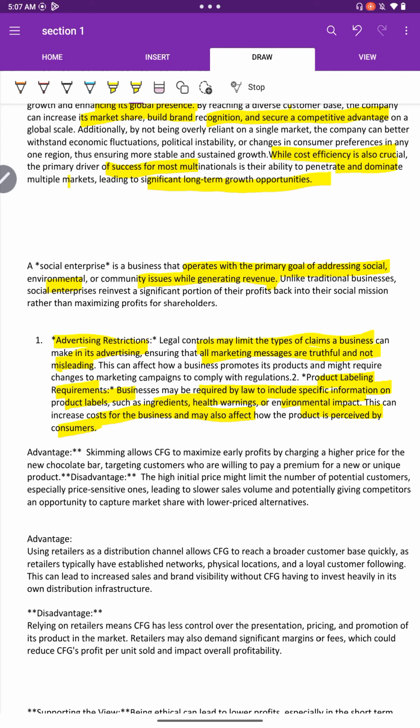Advantage and disadvantage of using the skimming pricing method. Skimming allows CFG to maximize early profits by charging higher prices for the new chocolate bar, targeting customers who are willing to pay a premium for a new, unique product. Disadvantage: the high initial price might limit the number of potential customers, especially price-sensitive ones, leading to slower sales volume, potentially giving competitors an opportunity to capture market share with lower-priced alternatives.